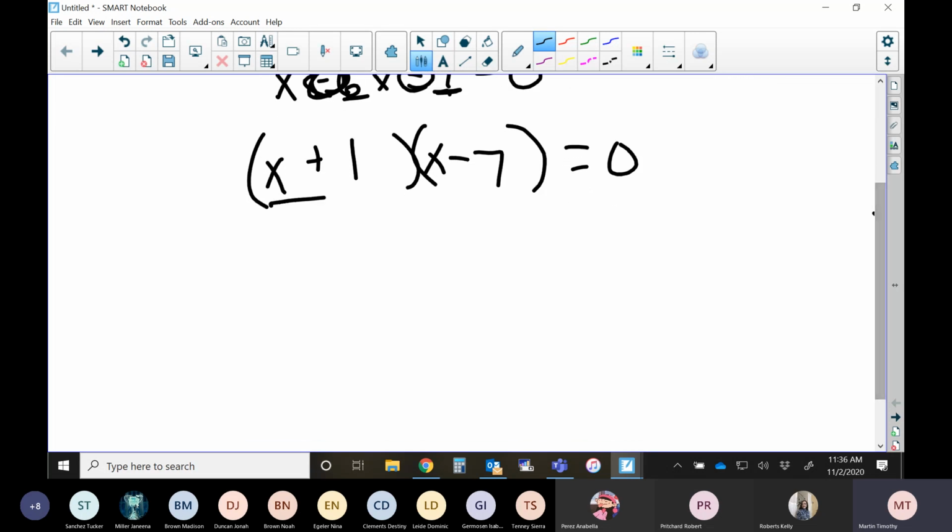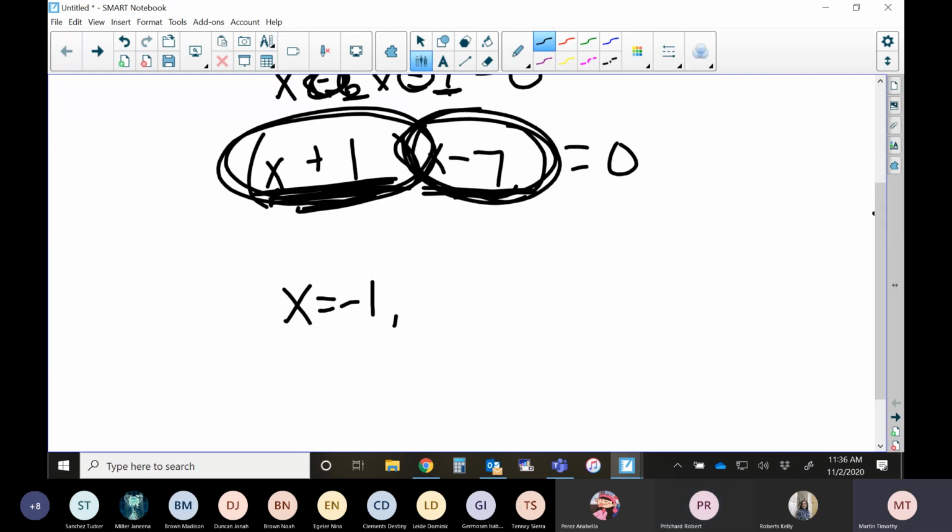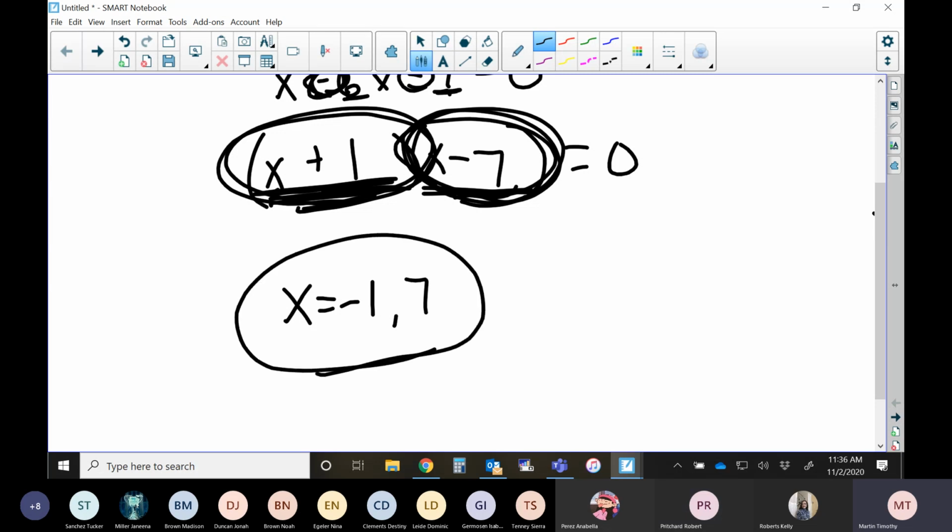And then what would make this bubble 0? Because if I take this bubble and multiply it by this one, if this thing is a 0, I don't care what this is, it's all going to turn to a 0. So what makes the front bubble 0? -1. Good. What makes this bubble 0? 7. So I actually have two answers for this question.